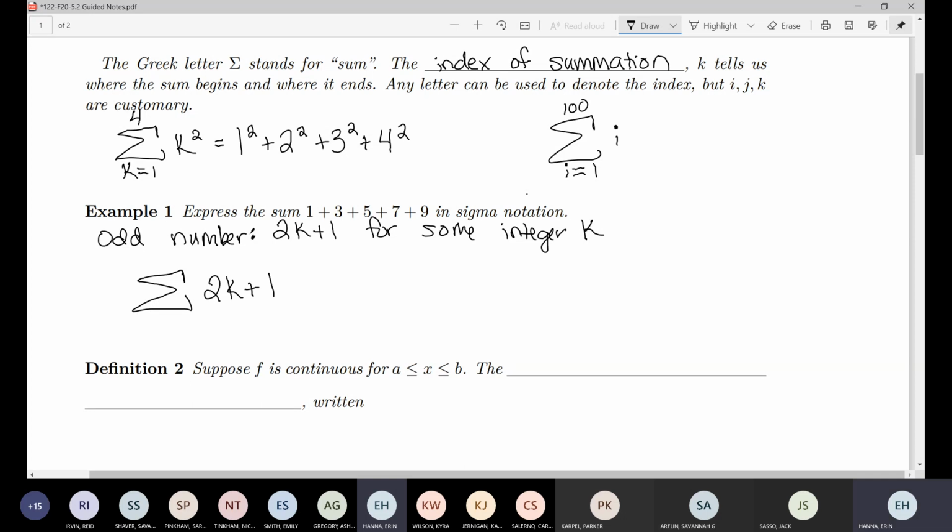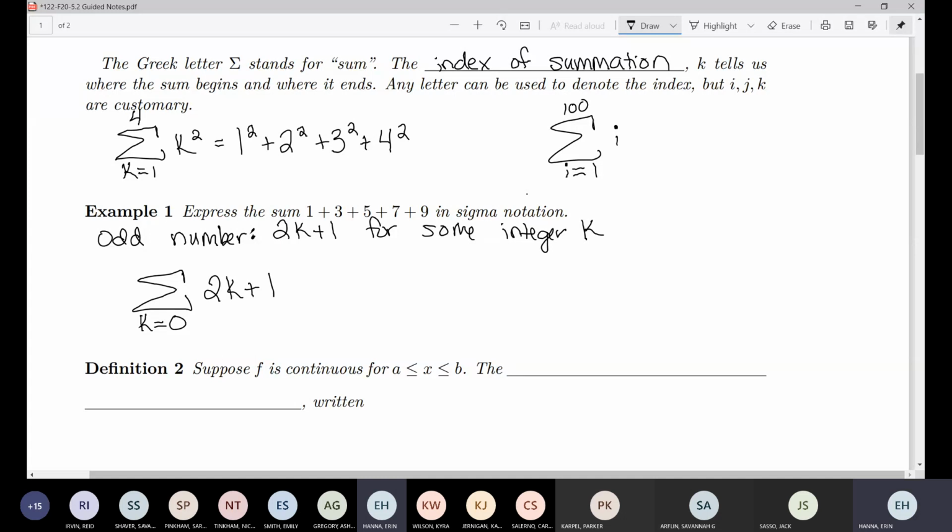Well, the first term I have to add is 1. So what k value do I have to plug in to get 1? I would have had to plug in 0. So the first thing we need to plug in is 0. So it doesn't always start at 1. Sorry, all my other examples started at 1. That doesn't have to happen.